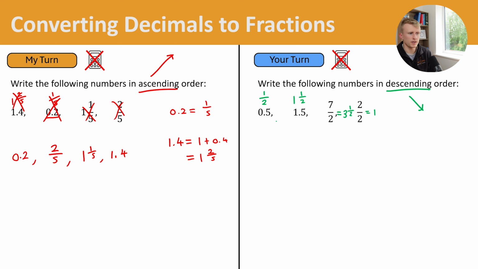You can then put them into descending order. So we want to start with the largest. So that would be the 7 over 2. Then we have the 1.5 or 1 1/2. After that, we have 2 over 2 or 1. And lastly, we have 0.5.